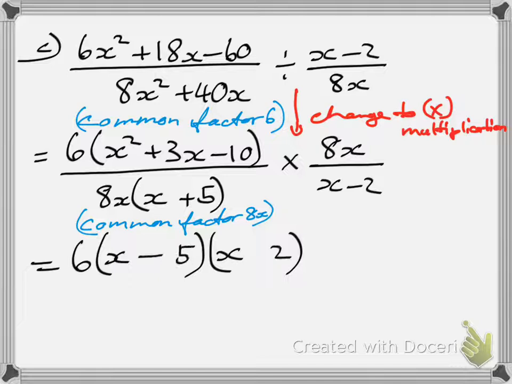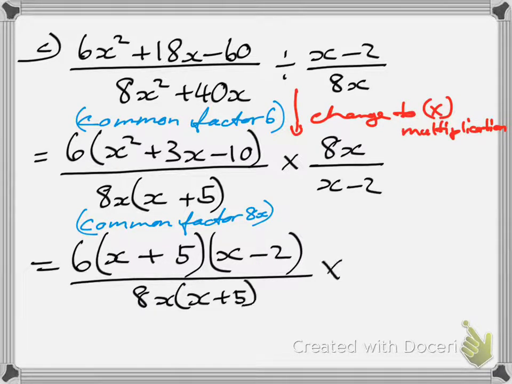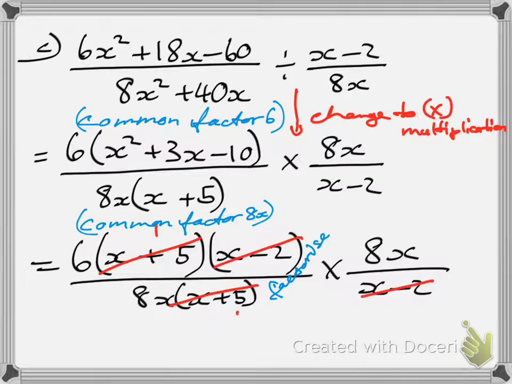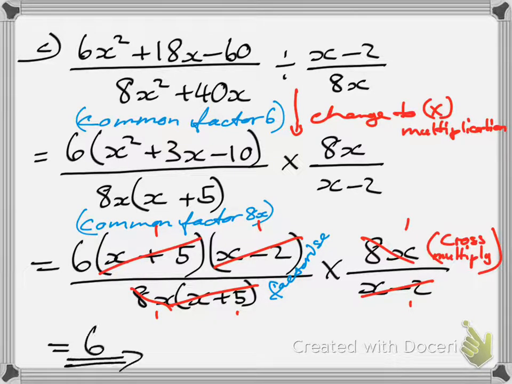First of all, we factorize the quadratic trinomial. Right, there we go. So we've factorized, and then we cross multiply. Okay, and your final answer will be A6. Okay, there we go. Moving on. So I have done another one.